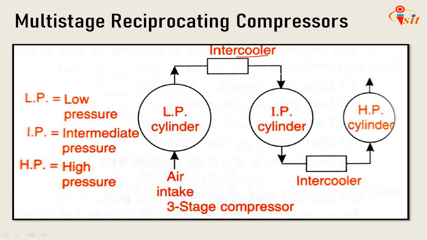Now, the cylinders here are shown with diameters which decrease as the pressure increases. This is because as the pressure increases, the volume of a given mass of gas decreases. This is continuity of mass flow through a compressor, and hence each following cylinder will require a smaller volume due to its increased pressure range. This reduction in volume is usually accomplished by reducing the cylinder diameter.